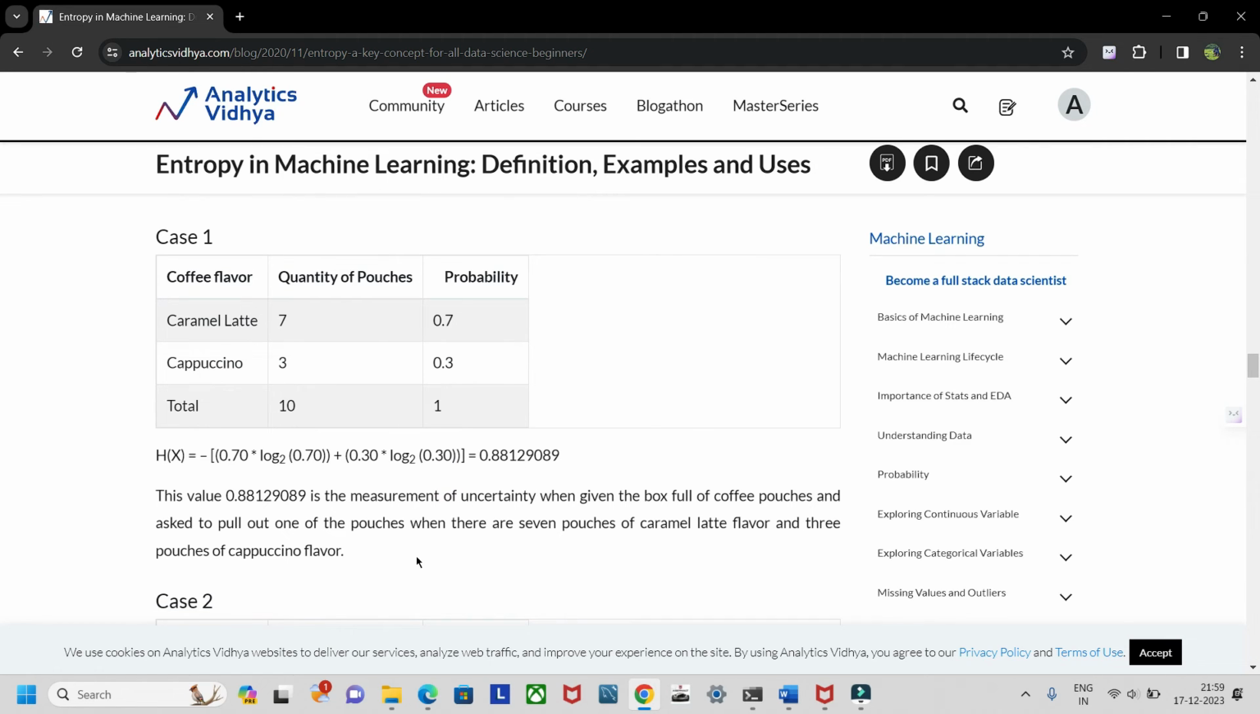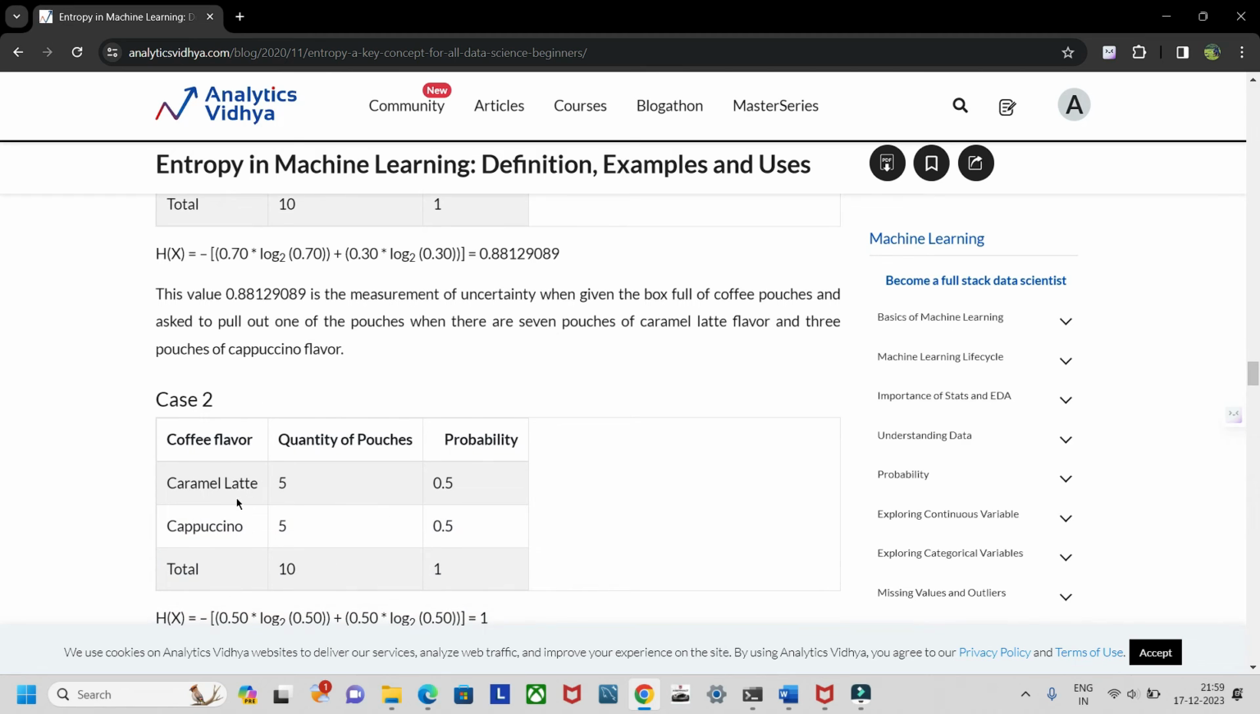What does this suggest? This is the measurement of uncertainty when given a box full of coffee pouches and asked to pull out one of the pouches, when there are 7 pouches of caramel latte flavor and 3 pouches of cappuccino flavor. That means you cannot decide, if you pick one of the pouches, which one it is. Clearly, the impurity is more here.